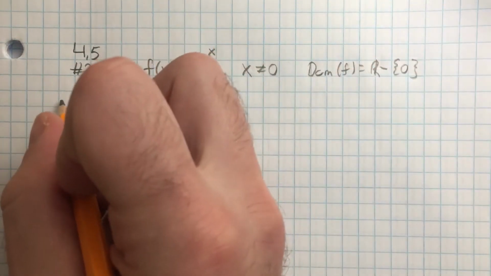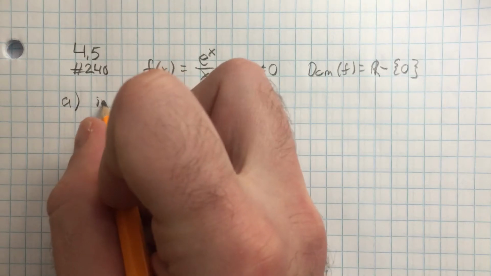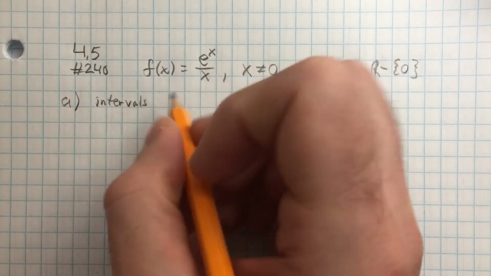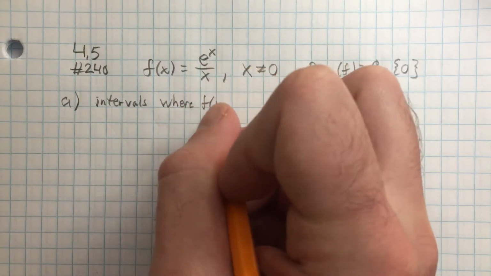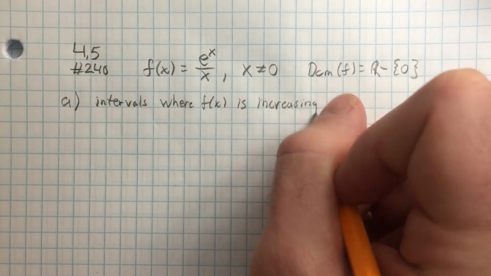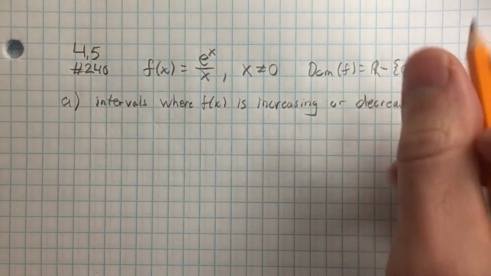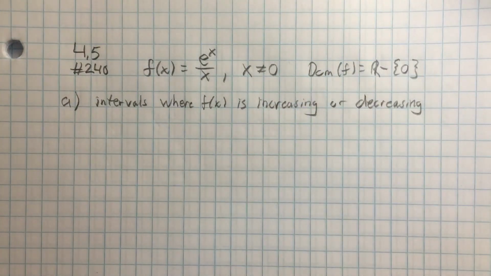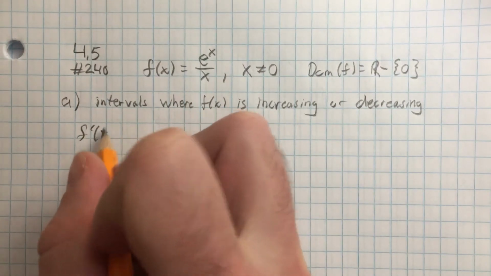All right. The first part of this problem, and this is a fairly involved problem, is find the intervals where f is increasing or decreasing. To do that, we need to employ the first derivative. So we'll take the first derivative and set it equal to 0 and do a sign chart like we've done before in the examples. So first derivative, f prime, should be a standard quotient rule.